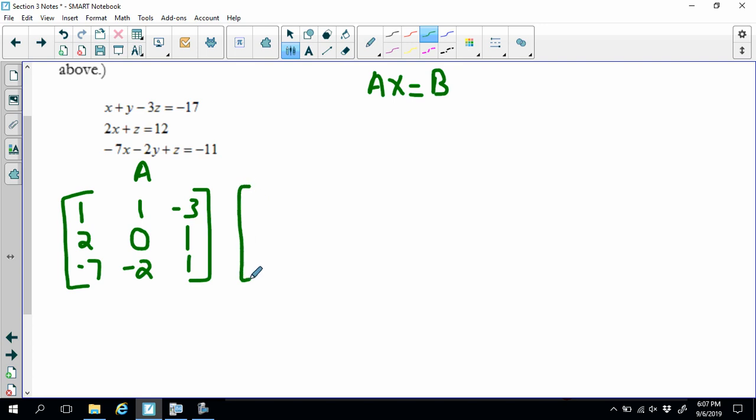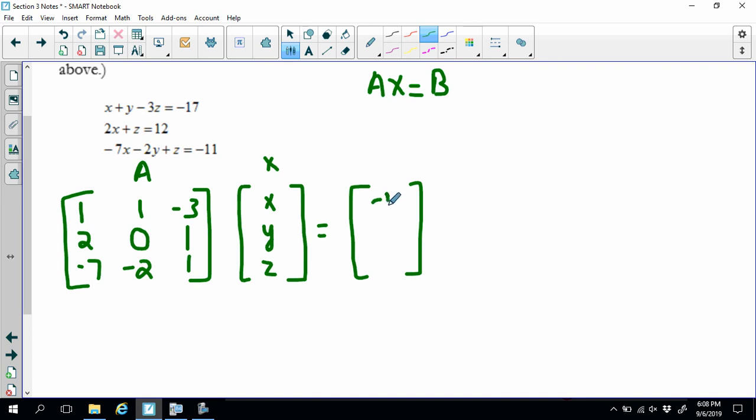Okay, now we have our variable matrix, which is our X. And our variables, as we can see, are X, Y, and Z. So I just put X, Y, and Z. Then equals our B matrix. Remember, the B matrix is just the constants, so those are the values without the variables. So we have -17, 12, and -11.